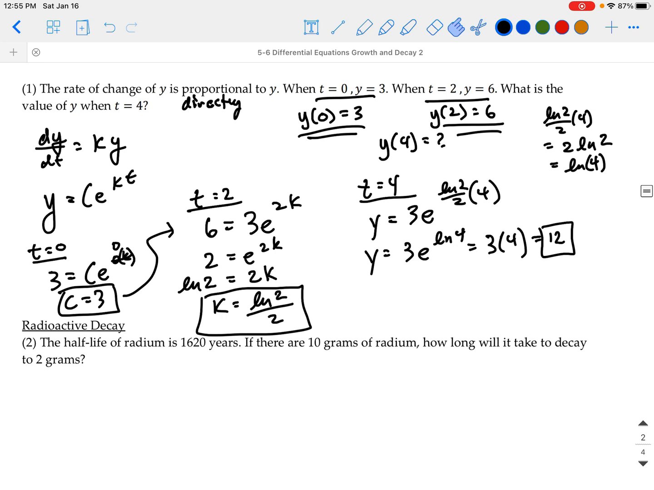So part of this will be essentially once you get your model determined, you're just going to be solving an exponential problem where you're plugging in values that are known.